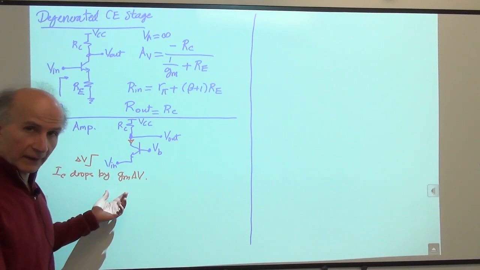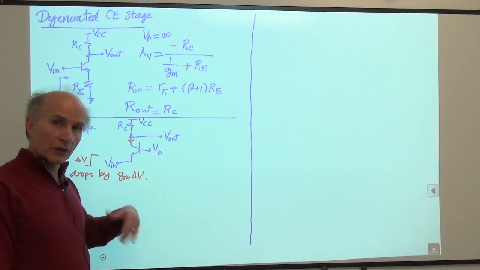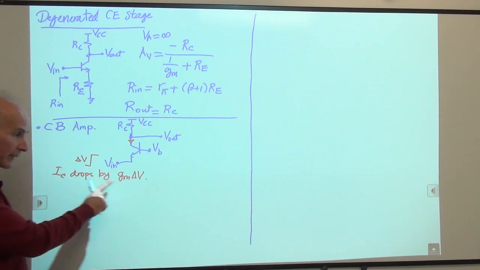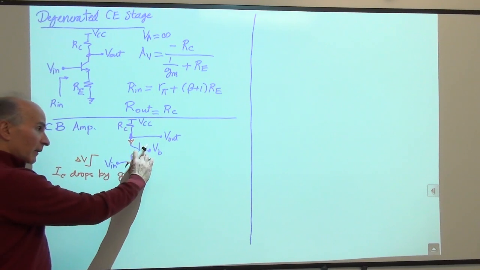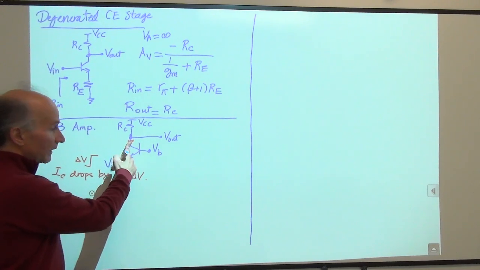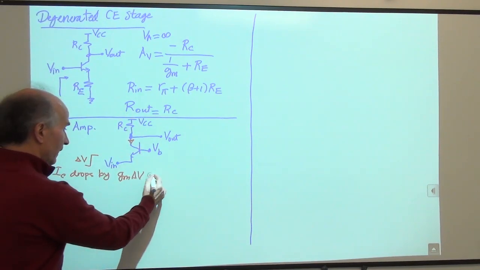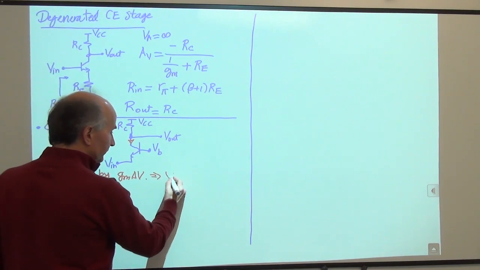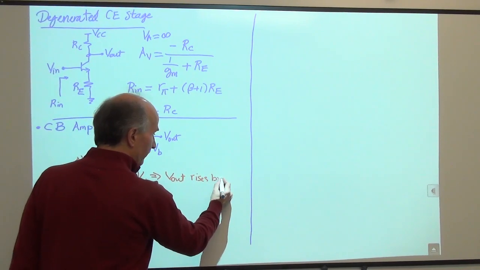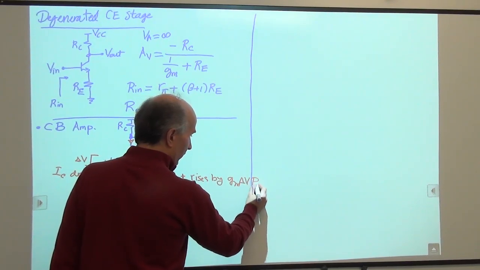Remember the definition of transconductance, right? It said if the base-emitter voltage changes by some amount, the collector current changes by GM times that amount. And the current drops by GM delta V because the base-emitter voltage has shrunk in this scenario. If this current decreases, what happens to this voltage? The voltage goes up. So we say V out rises by GM delta V times RC.